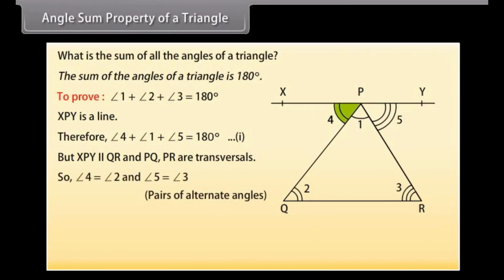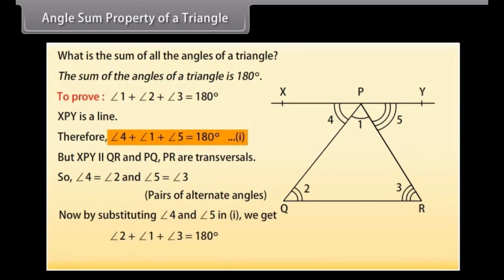But XPY is parallel to QR, and PQ and PR are transversals. So angle 4 is equal to angle 2 and angle 5 is equal to angle 3, because these are pairs of alternate angles. Now by substituting angle 4 and angle 5 in 1, we get angle 2 plus angle 1 plus angle 3 is equal to 180 degrees. Or we can write it as angle 1 plus angle 2 plus angle 3 is equal to 180 degrees.